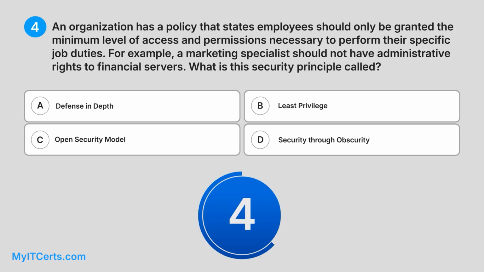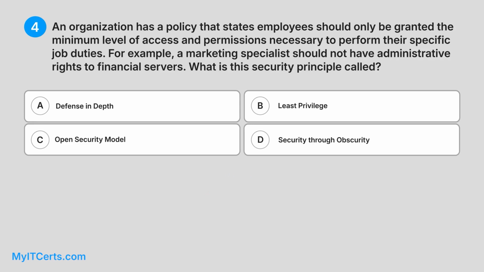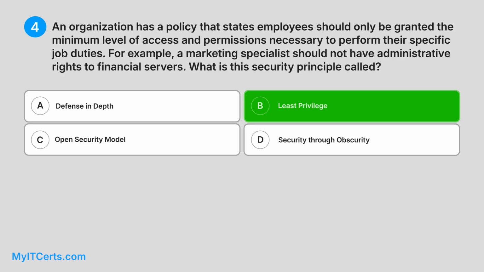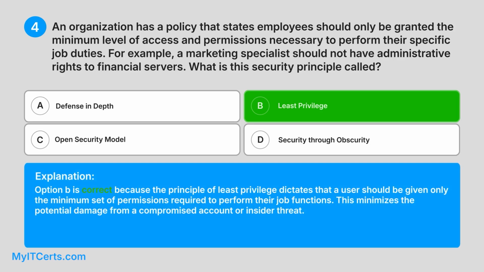Can you guess the answer? Correct answer, B. Least privilege. Explanation. Option B is correct because the principle of least privilege dictates that a user should be given only the minimum set of permissions required to perform their job functions. This minimizes the potential damage from a compromised account or insider threat.